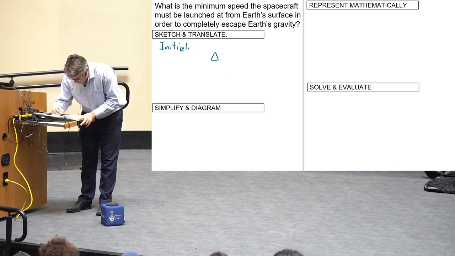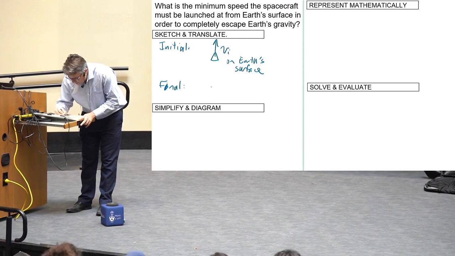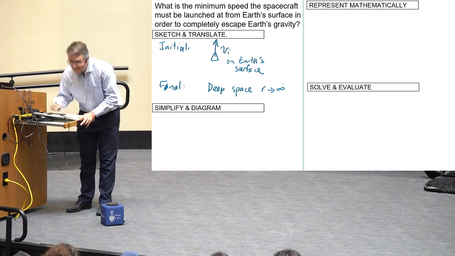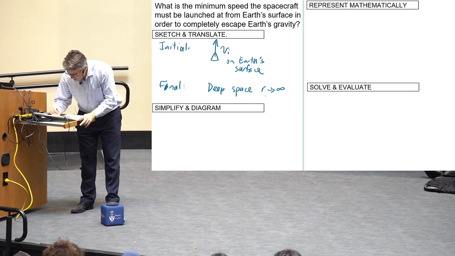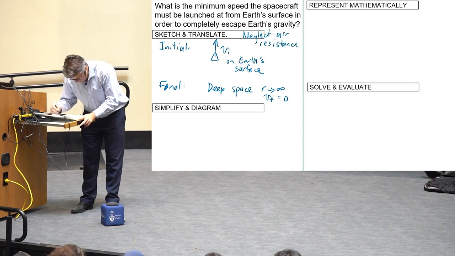You've got some rocket, and we want the minimum speed of a spacecraft at some v initial on Earth's surface. And then final, it's a little, let's call it deep space. Maybe there's a restaurant at r equals infinity. You can't eat, it's way too far. Where's infinity? Just keep going. But v final is equal to 0. And what you do here, by the way, is you neglect air resistance. That's kind of important. It's not very good, but you can do that.